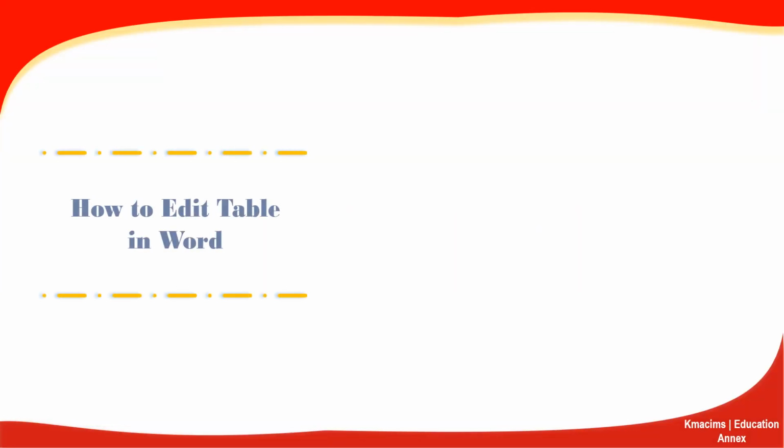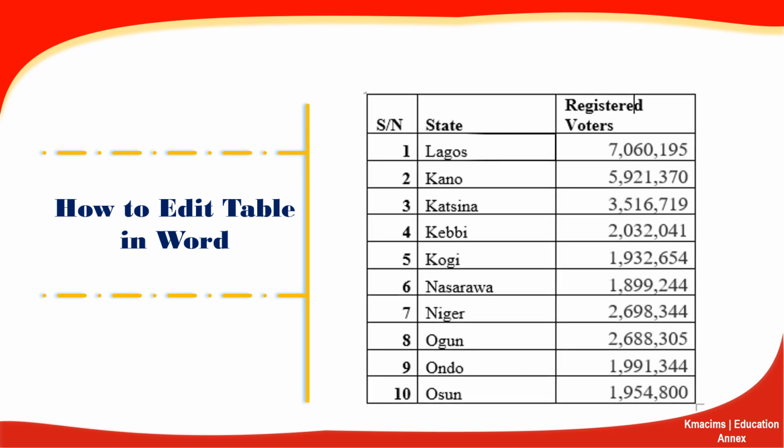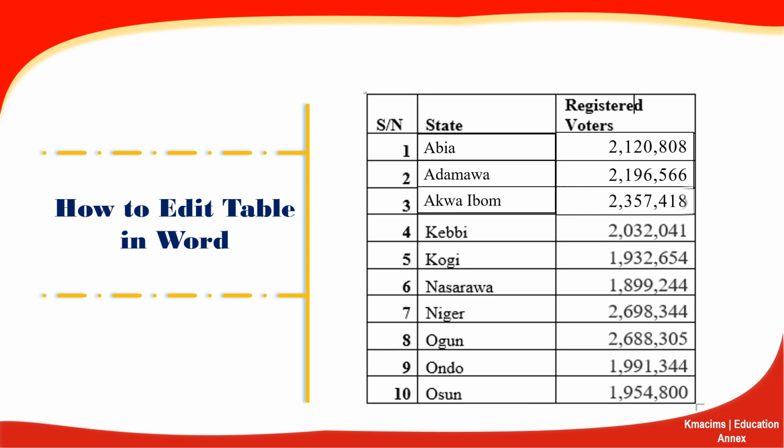To enter content in a table, click on each cell and either type in the data or paste copied data into each cell. Editing a table means updating the content of a table. This can be done by replacing old content or by adding new content to the existing ones.